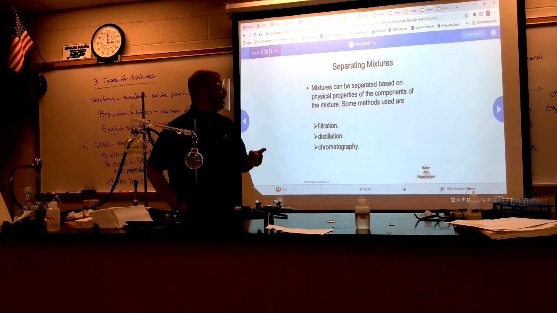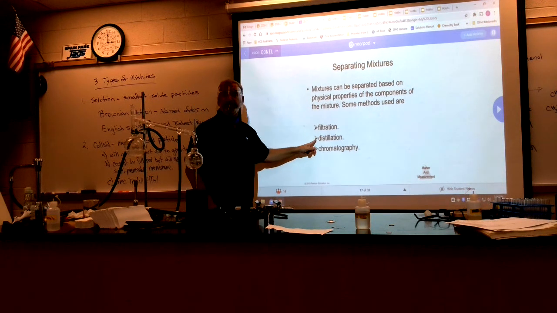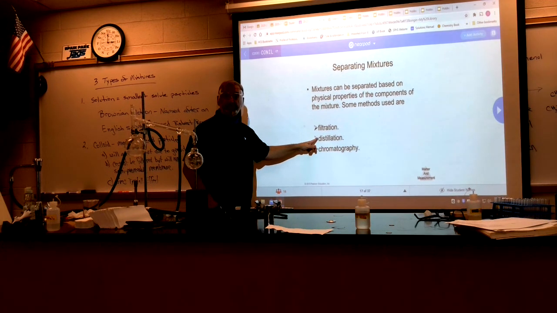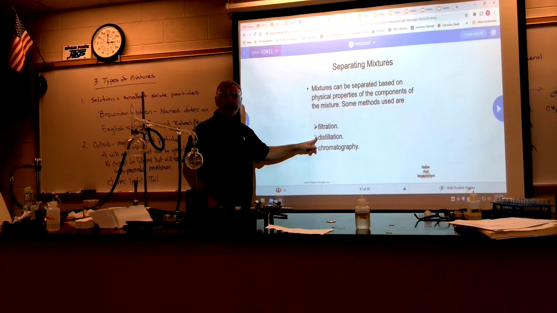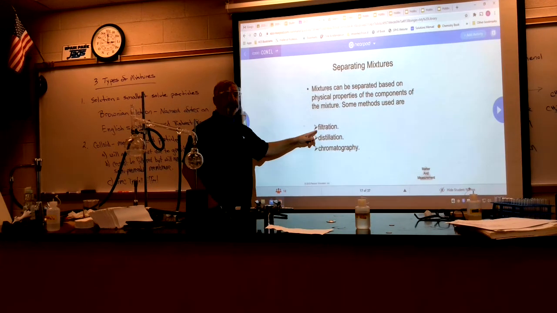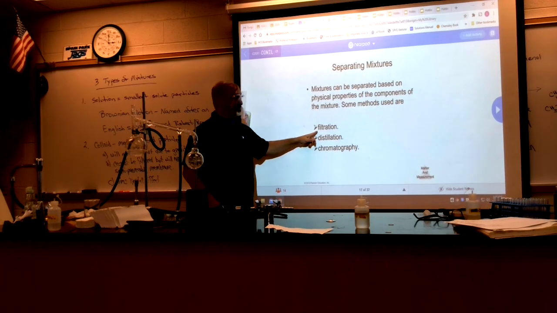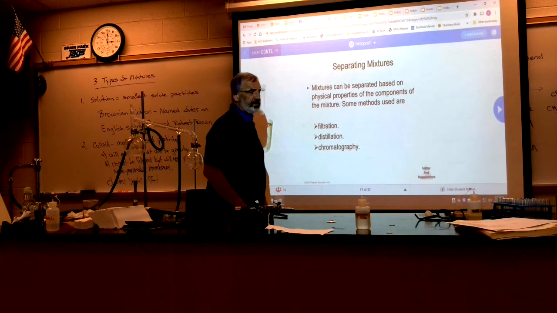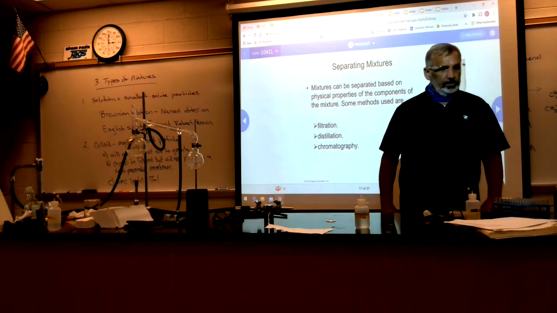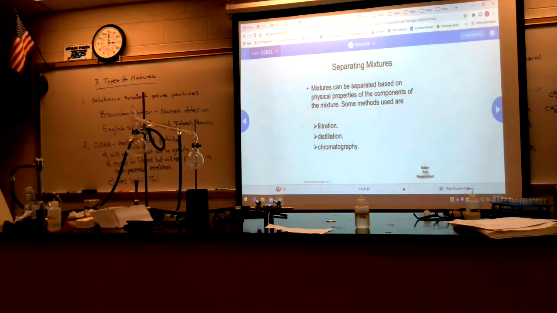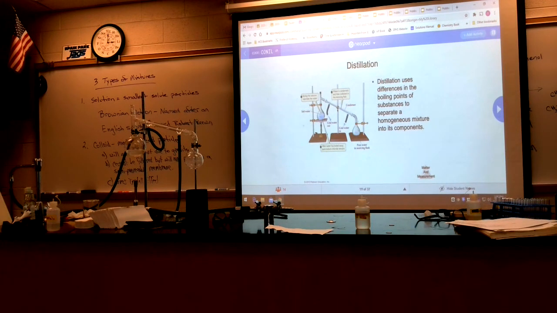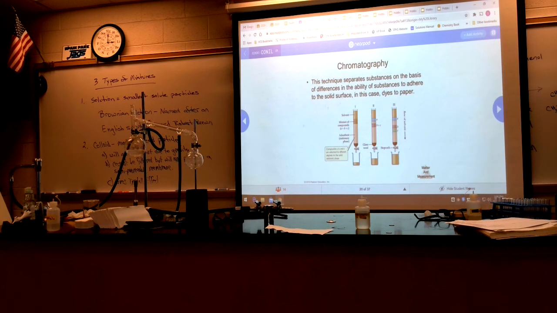The key on distillation, what you need to write down for distillation, is it uses a difference in boiling points. It's based on differences in boiling points. Filtration, obviously, is size of particle. And then chromatography, the very last thing we've got to talk about. Okay, so there's filtration. There's your distillation. Looks very similar to what we just saw. Okay? Chromatography.